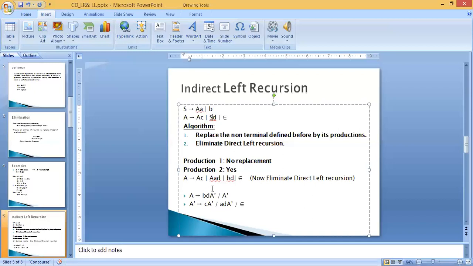So A gives, what are the two betas over here? BD, so BD A dash. This is also a beta, but it is an invisible beta, which is epsilon. So it is as good as writing A dash. Again, we have to define what A dash is. A dash gives, now we have to decide on what is alpha. C is alpha 1, AD is alpha 2. So C A dash, AD A dash, or epsilon is what we need to write. So this is indirect left recursion, guys.